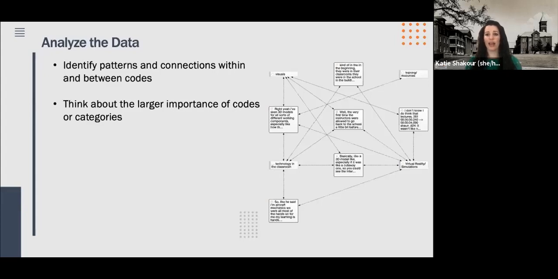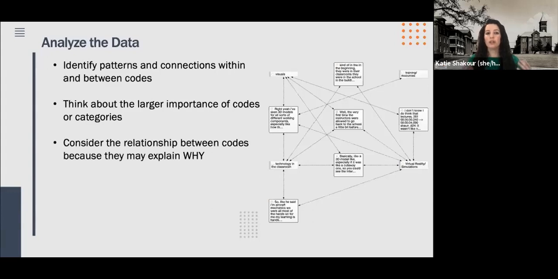But we're going to start asking about how important is this code given our research question. And you might revise your code structure while you're doing this. And you want to start to consider the relationship between the codes, because that's where you're going to start answering why. So why would certain codes go together?